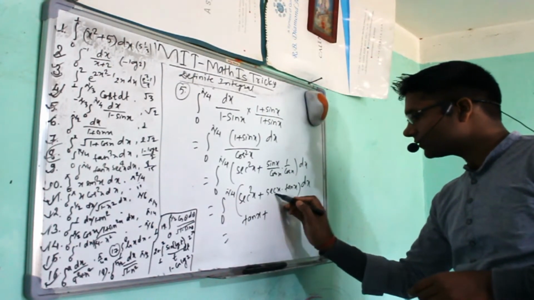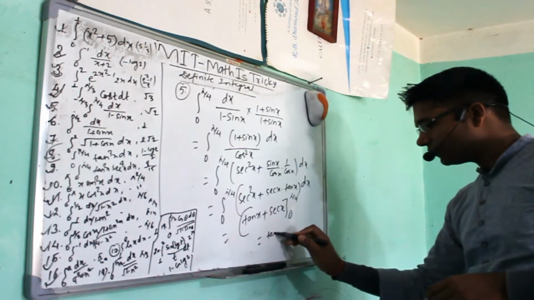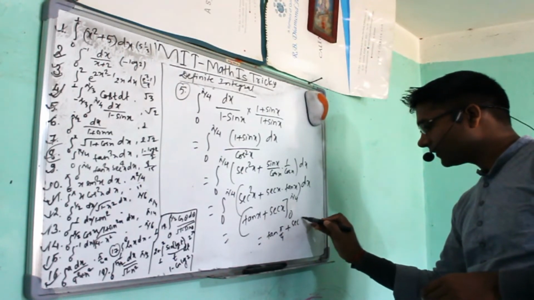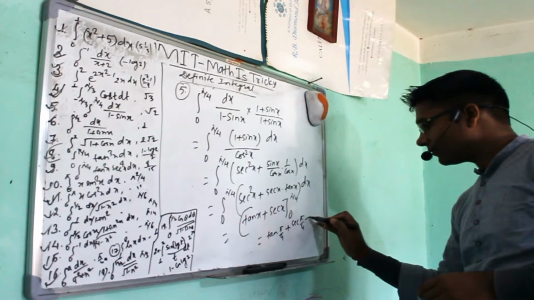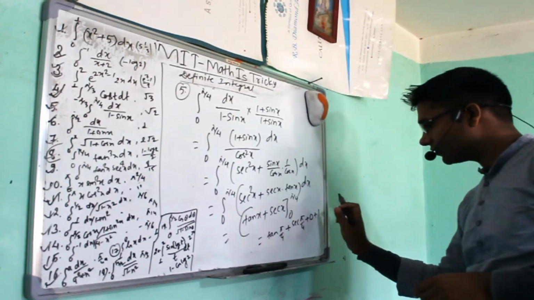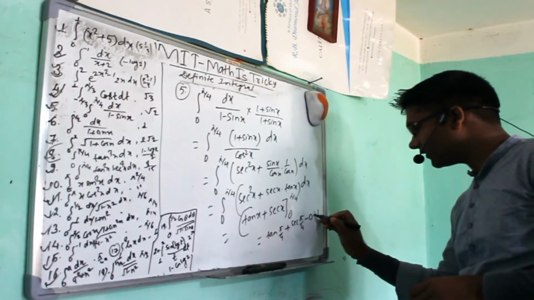So how much do we get? Put here x equals 1 first. 1 cube by 3 plus 5 into 1, minus, put 0, so it will be 0 and 0. So how much do we get here? 1 by 3 plus 5, and it will be 15 plus 1, 16 by 3. That equals 5 whole fraction 1 by 3. That's our answer. Isn't it easy?